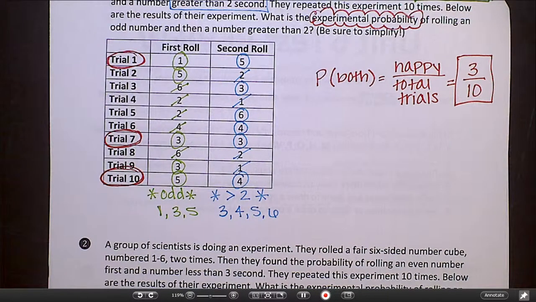You're going to do something similar on the shaded question. And when you're finished with that, you can get your stamp and then continue the video.